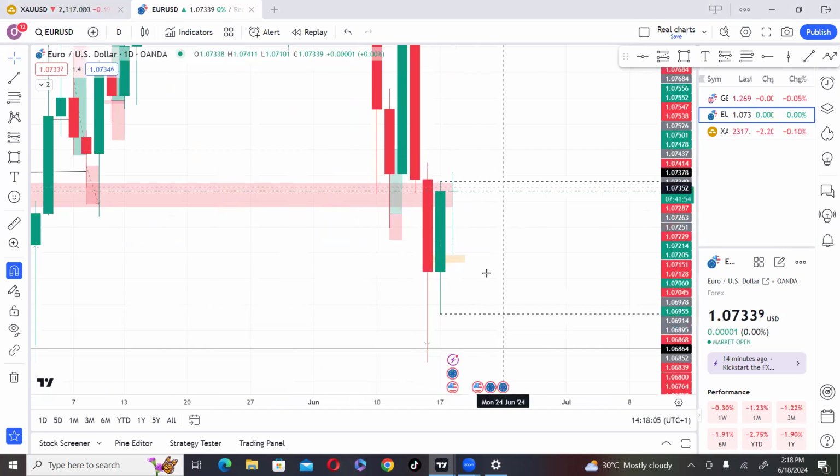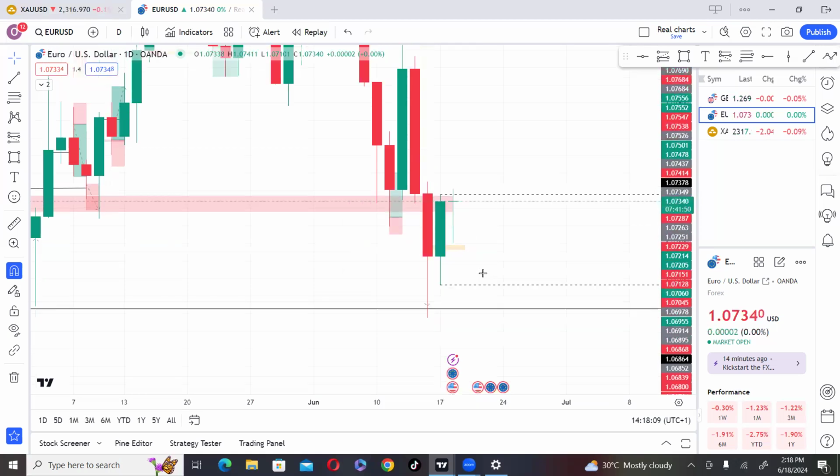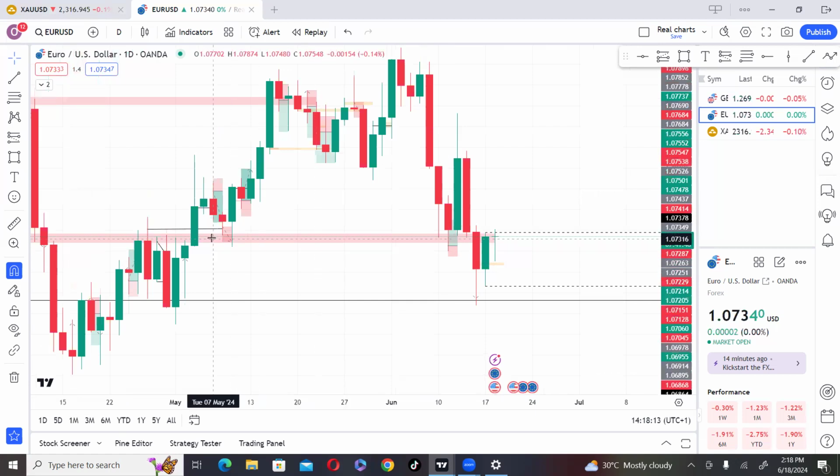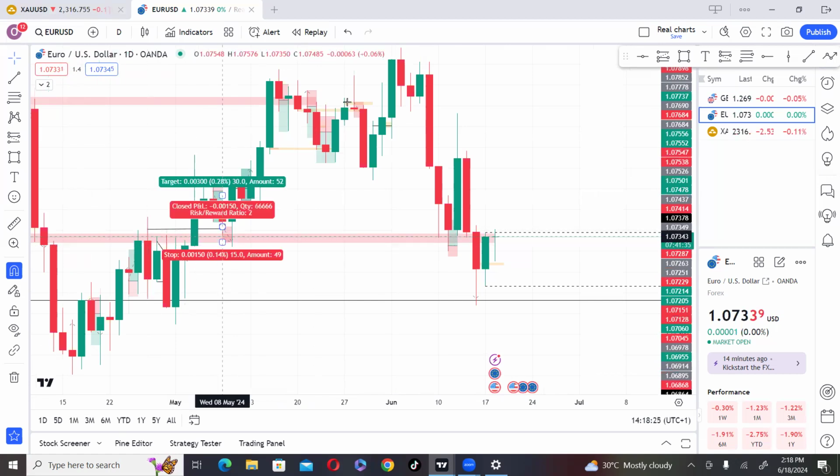So let's check out the 4 hours. And also on the daily, what I can see right here is that prices are attempting to break a support right here. So there's a support right here that has pushed price up before. Recently, the support pushed price down. That's when price first traded here. Then price broke the support, gave us a retest, and then pushed to the upside.